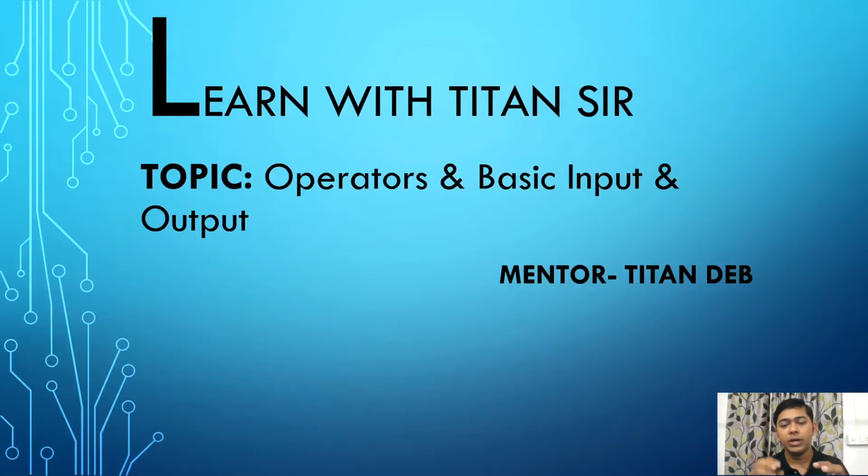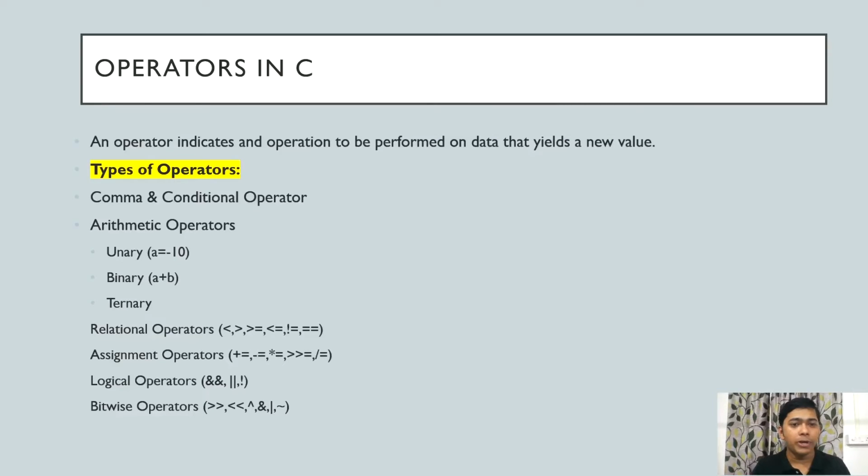A static program is one where values are given before the execution. Before we start executing the program, values will be given, and dynamic means that during execution it will take the input from the user. Okay, so let's continue with the operators in C.